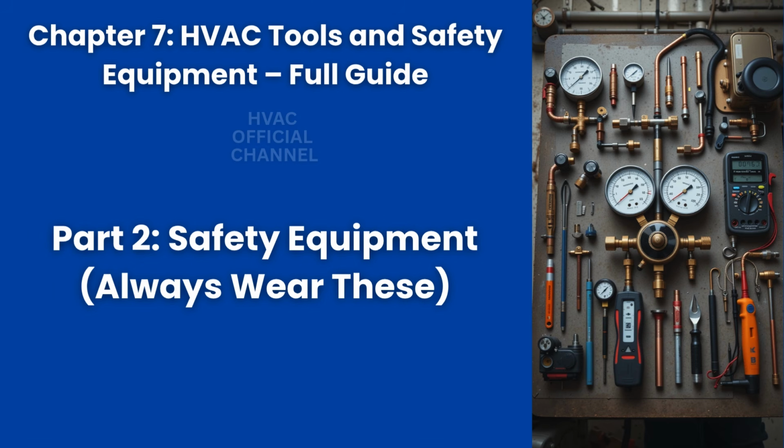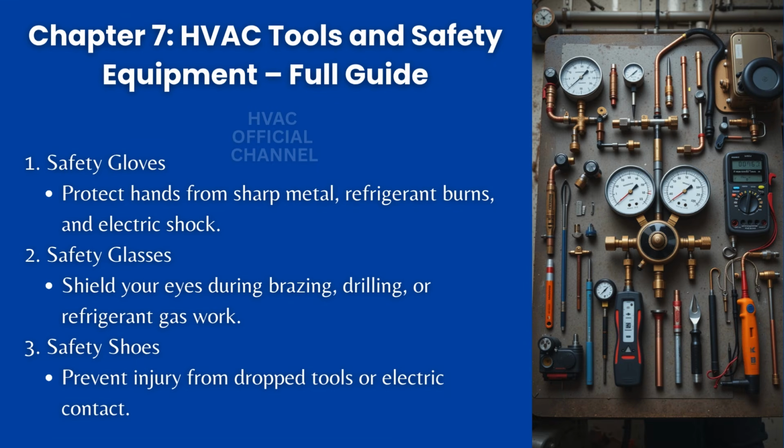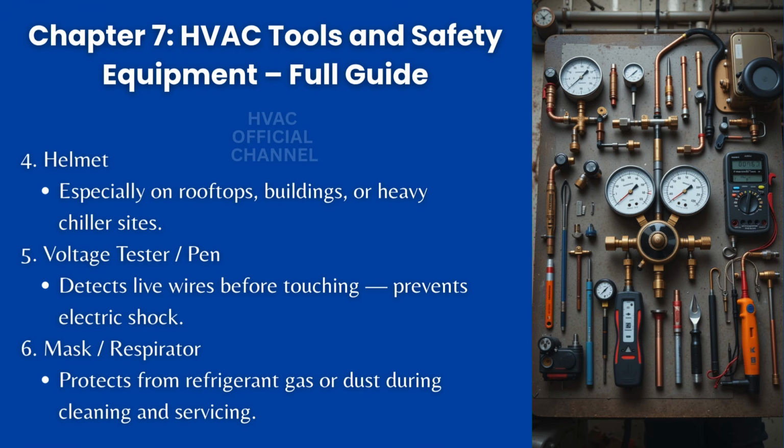Part 2. Safety equipment. Always wear these. 1. Safety gloves. Protect hands from sharp metal, refrigerant burns, and electric shock. 2. Safety glasses. Shield your eyes during brazing, drilling, or refrigerant gas work. 3. Safety shoes. Prevent injury from dropped tools or electric contact. 4. Helmet. Especially on rooftops, buildings, or heavy chiller sites.